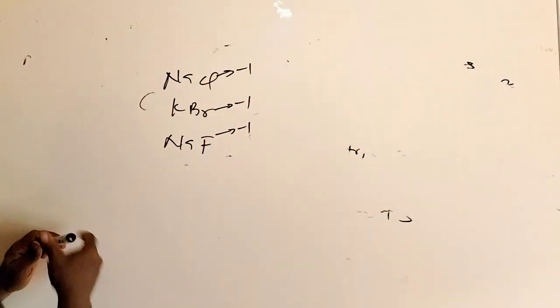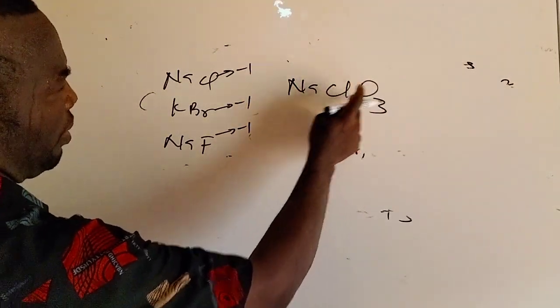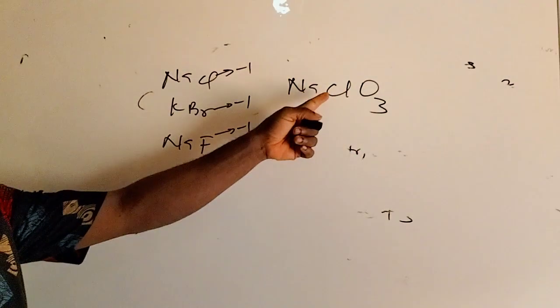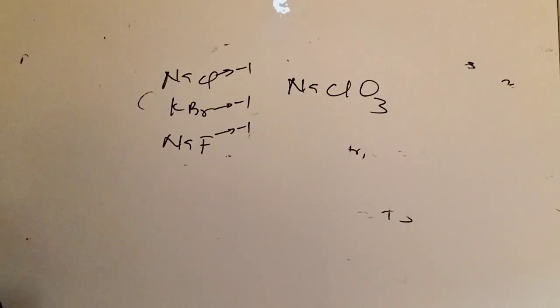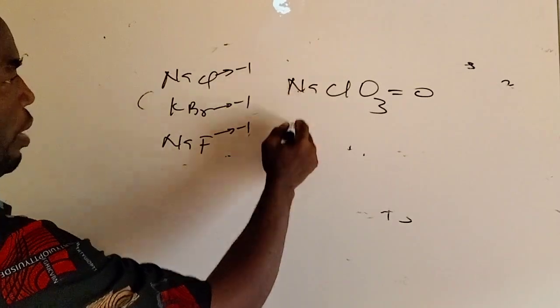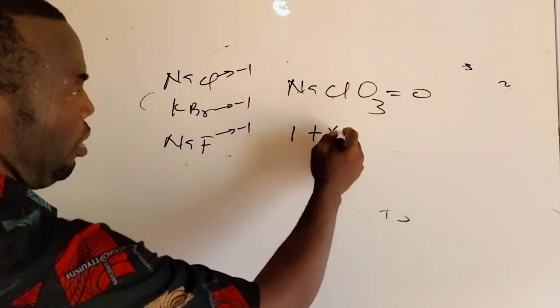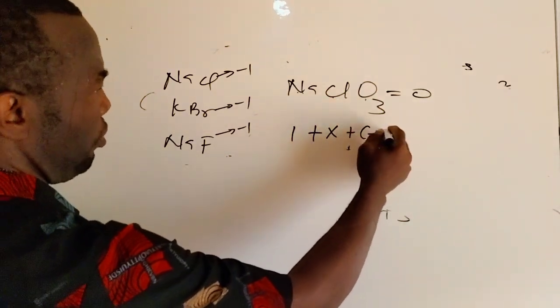For example, look at this one, NaClO3. This has three elements, 1, 2, 3, so it is non-binary. So the oxidation state of chlorine here cannot be 0, it's going to be positive. Let's see how to get it. We equate to 0 and calculate. Sodium is group 1, so +1. Chlorine is unknown, which we are looking for. Oxygen is always -2, so -2 times 3.